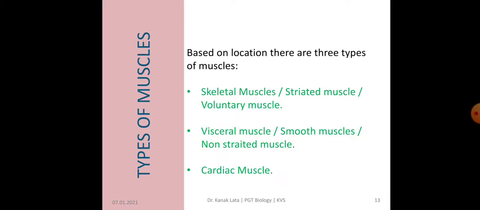Now next topic is about types of muscles. On the basis of location of muscles, they are of three different types. Skeletal muscle or striated muscle, also called voluntary muscle. Second type is visceral muscle, smooth muscle or non-striated muscle. And the third type of muscle is cardiac muscle. So we are going to discuss each type of muscle one by one here.